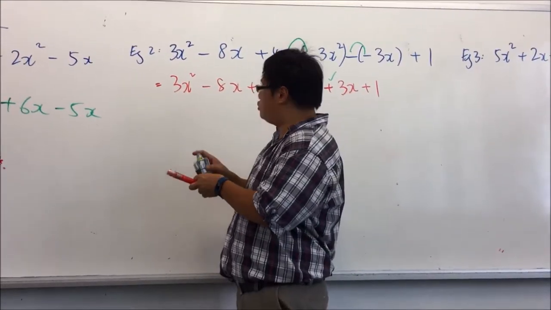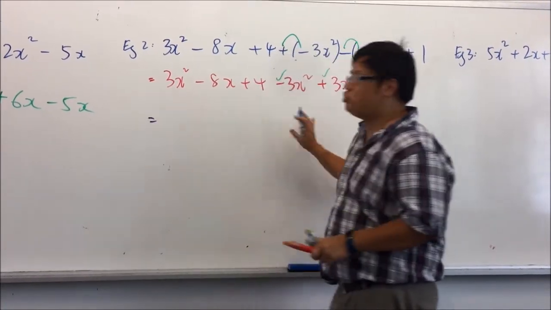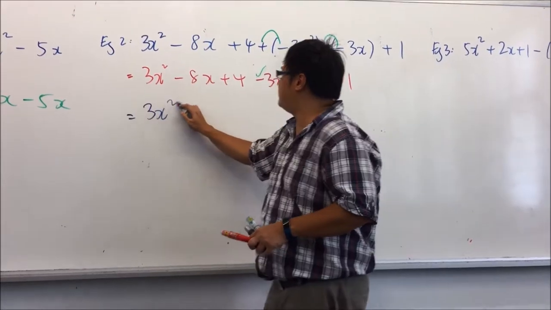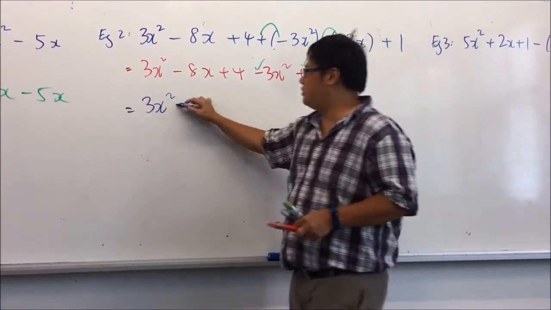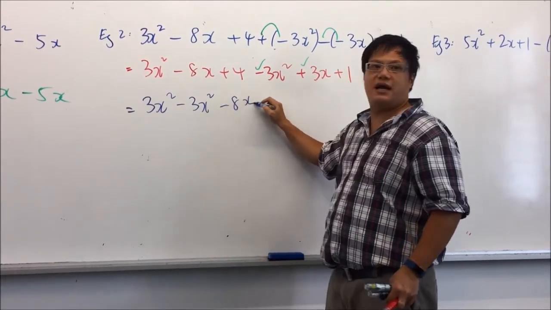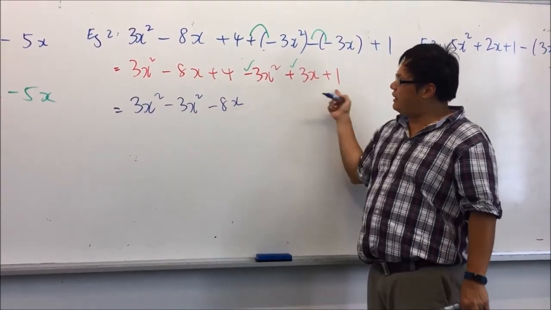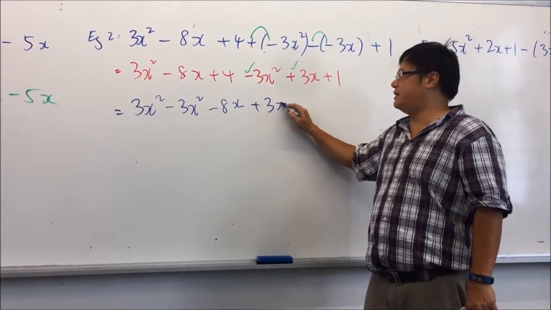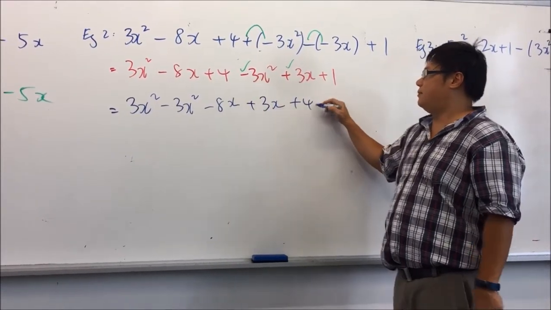So this is equal to. So let's group the like terms together. 3x squared. Anything? There's minus 3x squared. Oh, very good. I have a minus 8x. I write minus 8x. Wait, Kim, anything similar to the x family? Plus 3x. Very good. Then the last one, plus 4, plus 1.